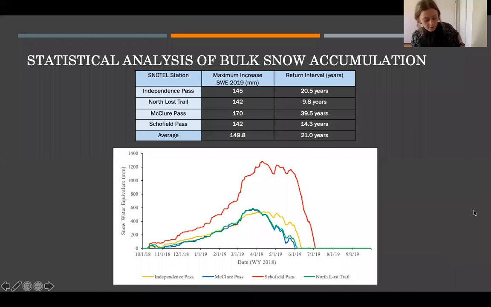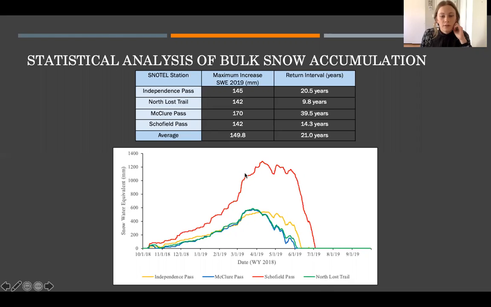Okay, so the return intervals that I calculated based on 14-day changes in snow water equivalent ranged from 9.8 to 39.5 years and averaged 21 years. The Nivio graph of the 2019 water year clearly shows this increase in snow water equivalent that occurred in the first 2 weeks of March.